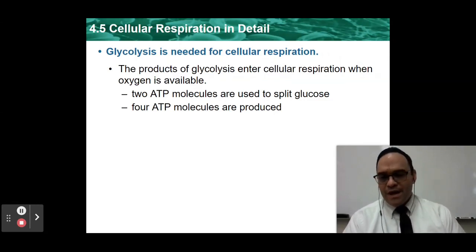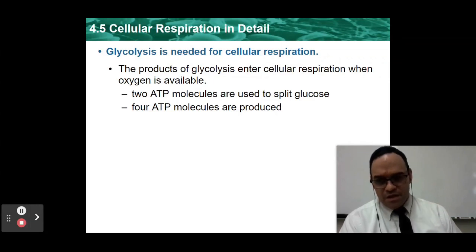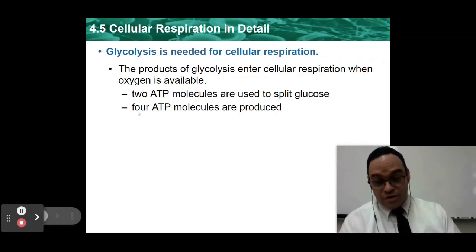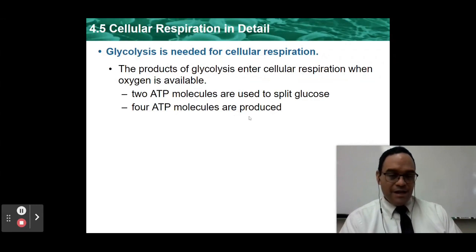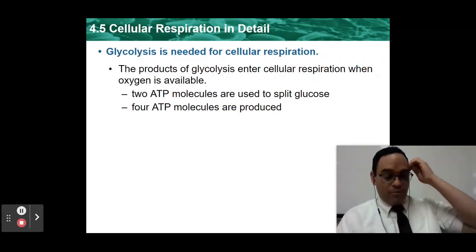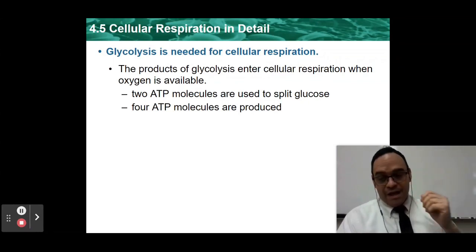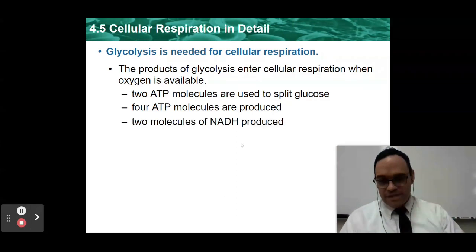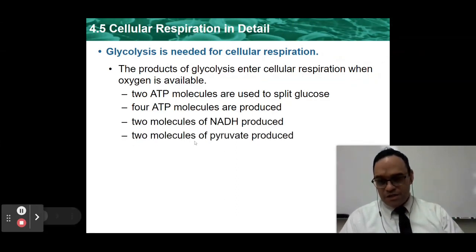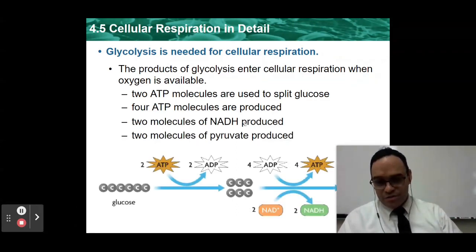So you have two ATP spent as activation energy to get the reaction started. If you remember what activation energy is, it's the amount of energy needed to start a chemical reaction. And then four molecules of ATP are produced, as well as two molecules of NADH.